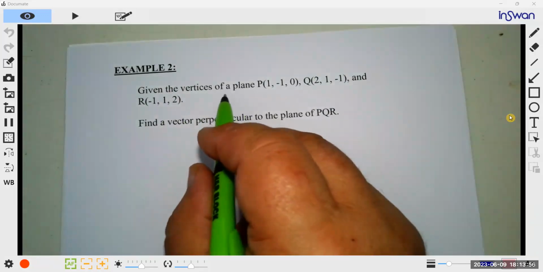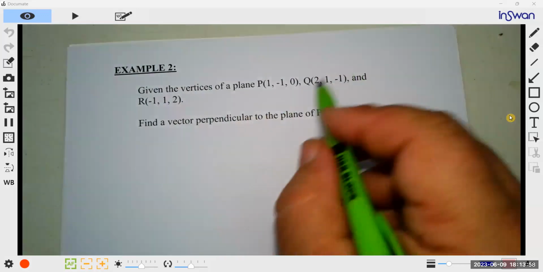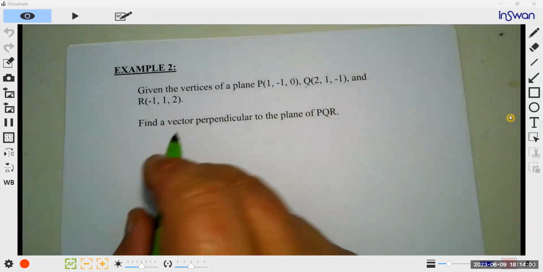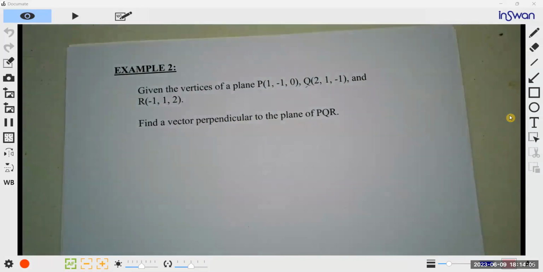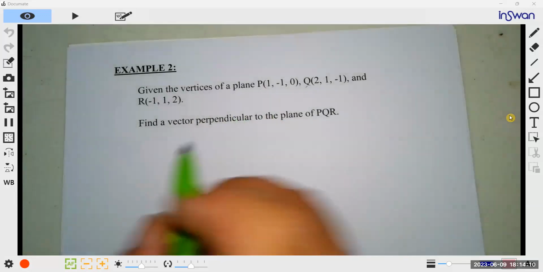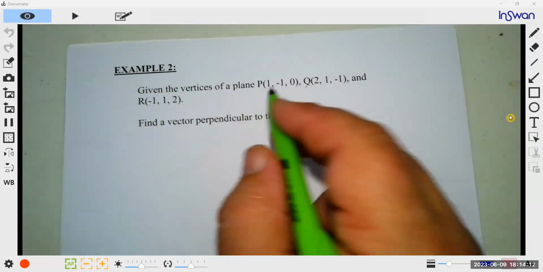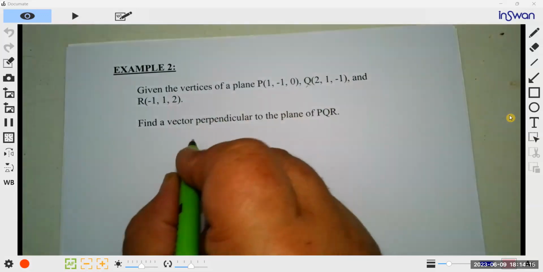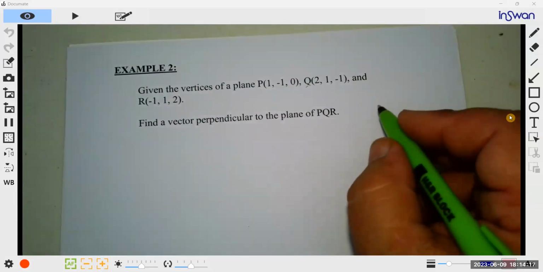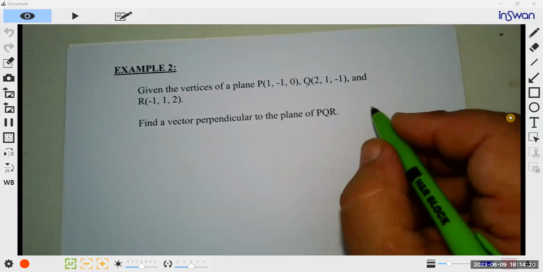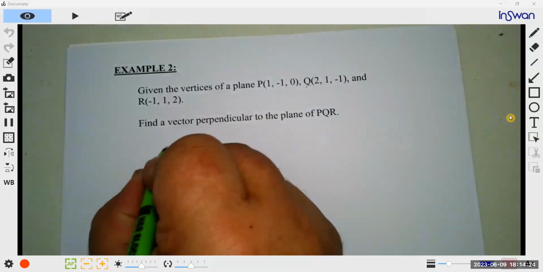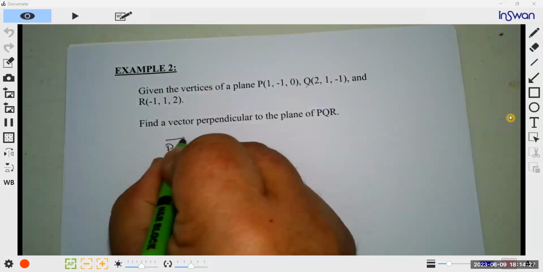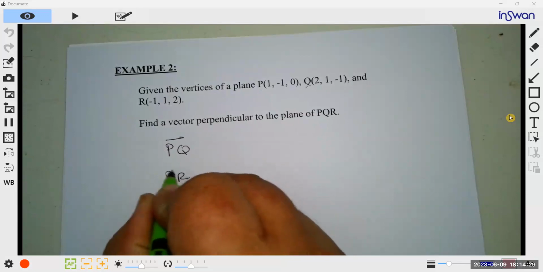Given the vertices of a plane, P, Q, and R, find the vector perpendicular to the plane PQR. Remember I said earlier, we have three vertices on a plane. If we could draw the picture, but my picture is going to be horrible. But we have to find two vectors on this plane. So let's find PQ and PR.